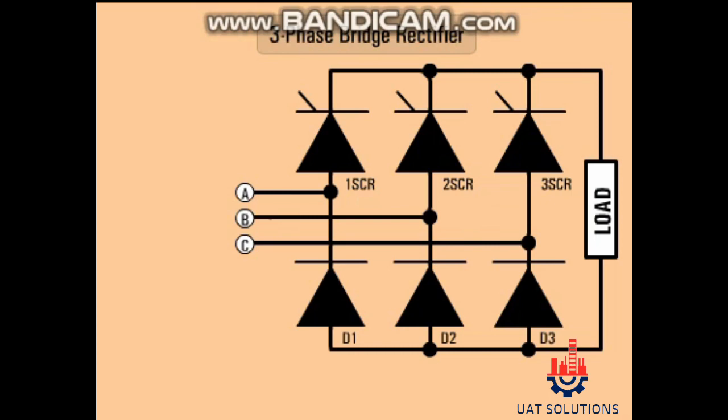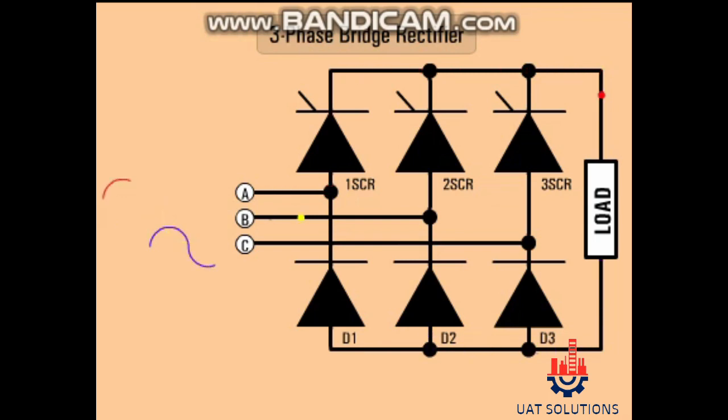If the phase sequence of the source is ABC, the SCRs and diodes are sequenced 1 SCR, D3, 2 SCR, D1, 3 SCR, and D2 repeatedly. Keep in mind that the 3-phase voltages A, B, and C are separated by 120 degrees.